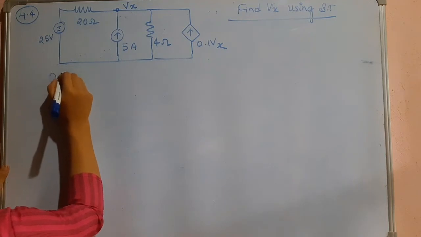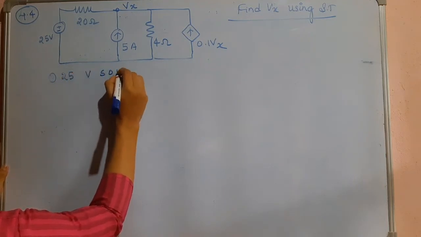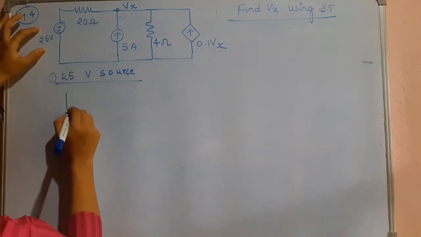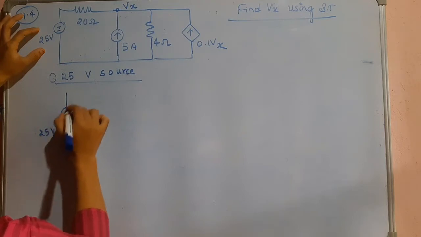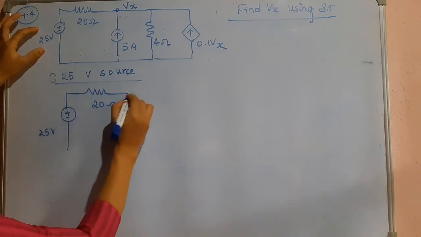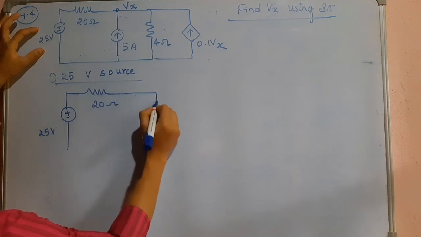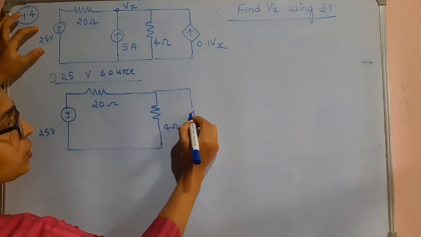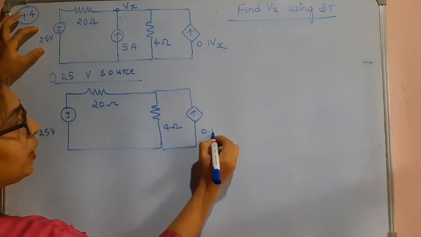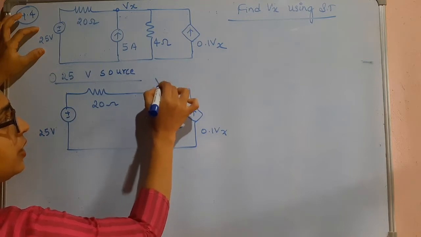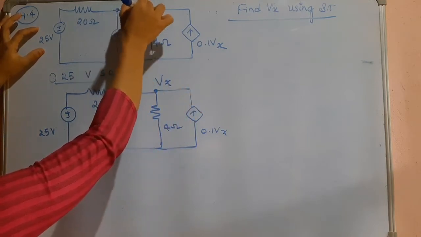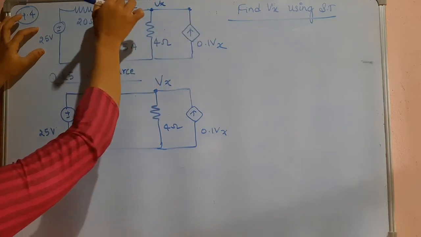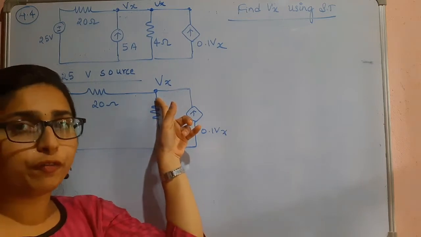Now I will consider the 25 volt voltage source effect. This is 25 volts. This is 20 ohms. And this one will be open circuit. And here we have 4 ohm. And here we have 0.1 Vx. And this is Vx. See, if this is Vx, there is no element in between, so this one also will be Vx. So this point is also Vx now.